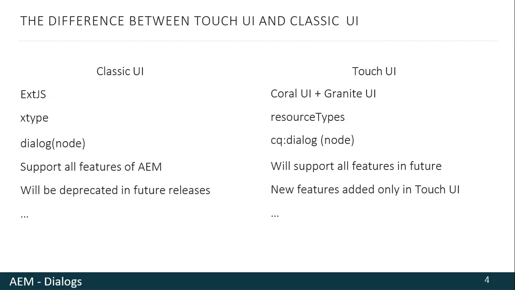A node named dialog should be created to begin configuring fields for classic UI. However, when you implement a dialog for touch UI, you should use Granite UI, which is a JavaScript framework provided by Adobe. Instead of xtype, it works with resource type in the dialog. Keep in mind, dialogs for touch UI should be named cq:dialog, not just dialog like for classic UI.